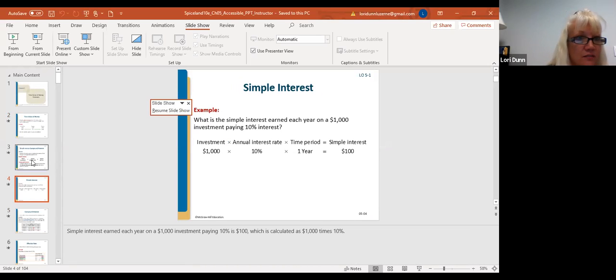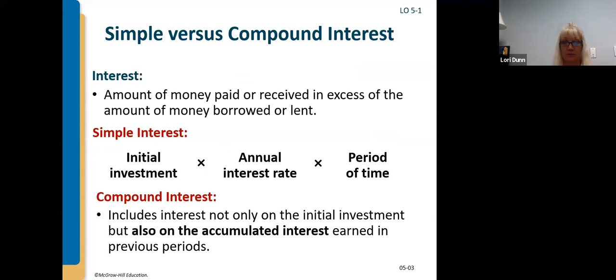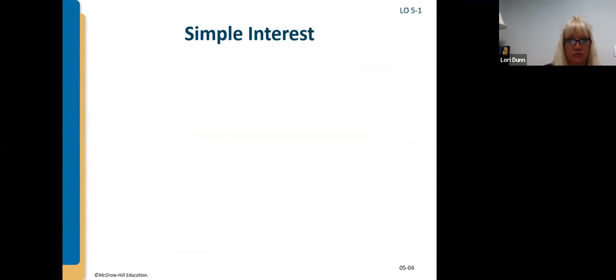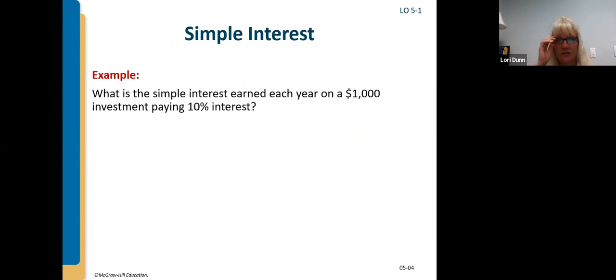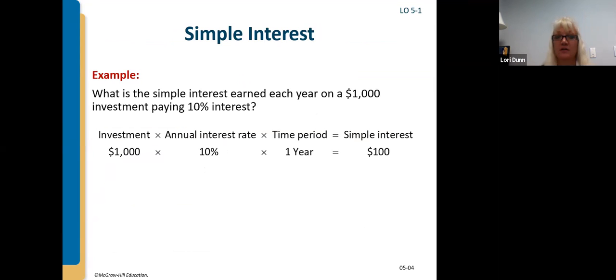So they take us through another example, kind of like what I just showed you, but one more time. So what is the simple interest earned each year on a $1,000 investment paying 10% interest? $1,000 investment times 10% times 1 year. Each year, it would be $100 because each year under the simple interest, we just calculate interest on the initial investment.